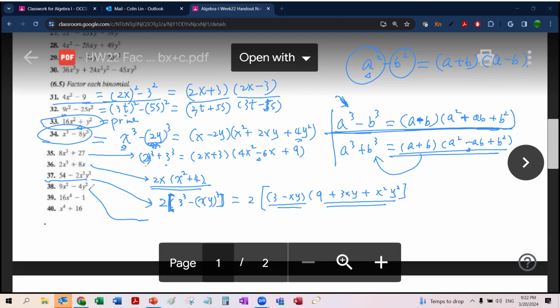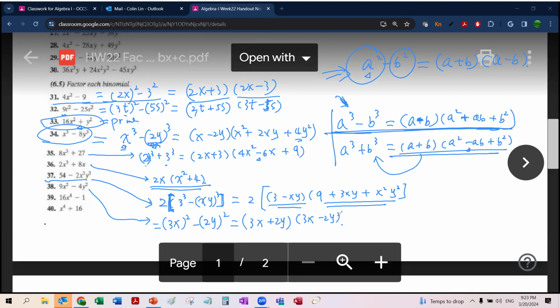All right, let's see 38. 38 can translate into 3x squared, right? The second term is 2y squared. So basically it's just this rule again, right? So it became 3x plus 2y and 3x minus 2y. Anyone has questions?